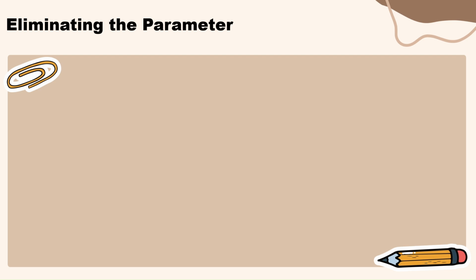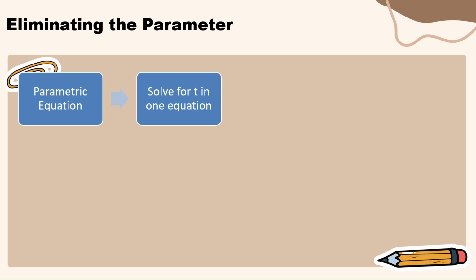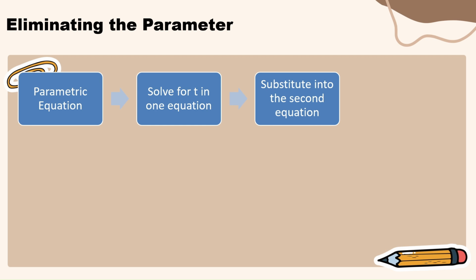So for instance, you can eliminate the parameter from the set of parametric equation using this step. So we'll have an example problem para ma-visualize natin how are we going to convert a parametric equation into its rectangular form. So we'll start with our parametric equation, then next solve for t in one equation, then substitute into the second equation, and that will be the resulting rectangular equation.